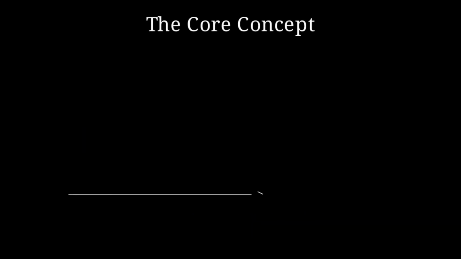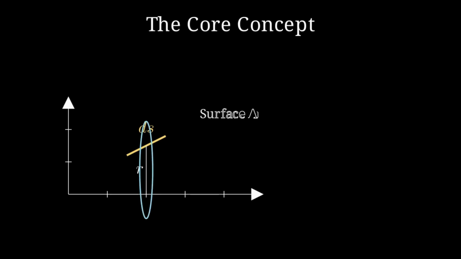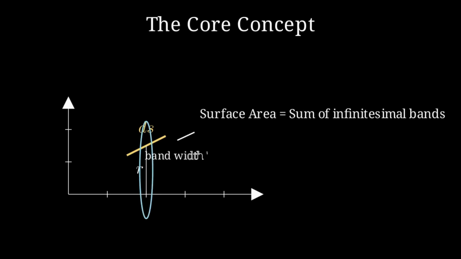To find the total surface area, we imagine the surface is made of infinitely many thin circular bands. Each band has a tiny width called ds, which represents the arc length along the curve. Summing these bands gives us the total area.